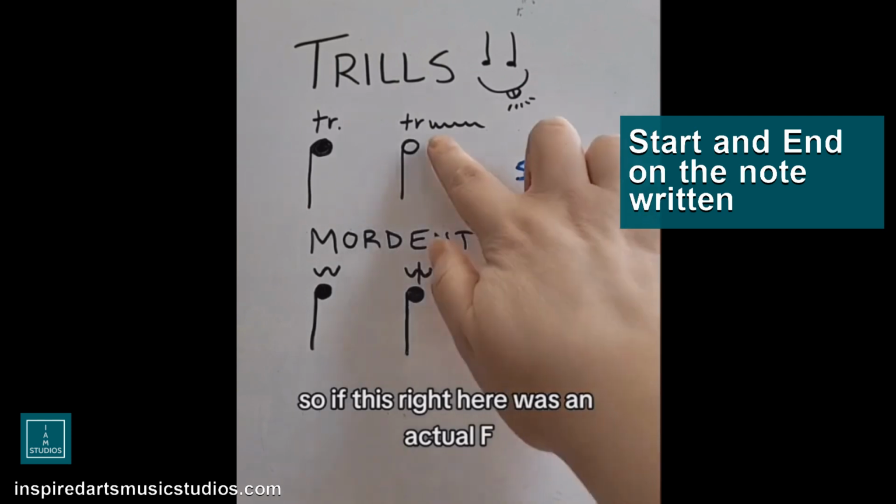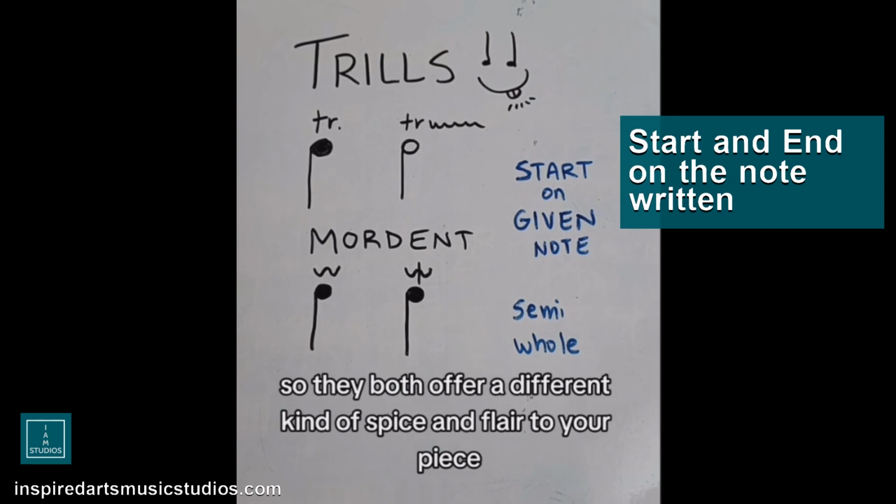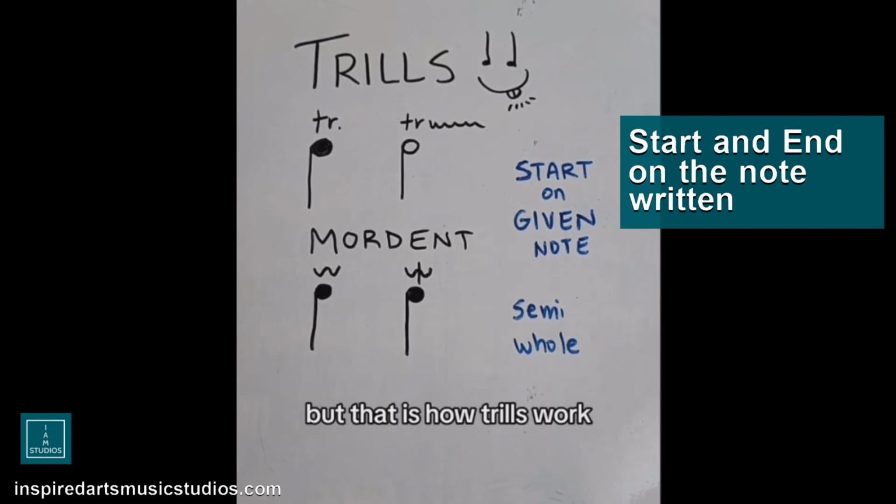So if this right here was an actual F, then you're literally starting on an F, and then you're trilling up, trilling down, F to E. So they both offer a different kind of spice and flair to your piece, but that is how trills work.